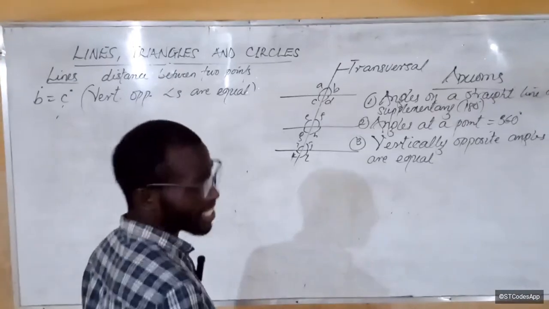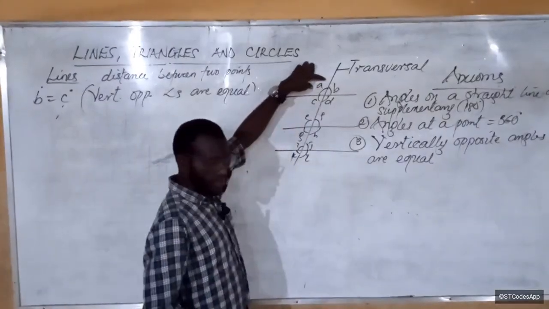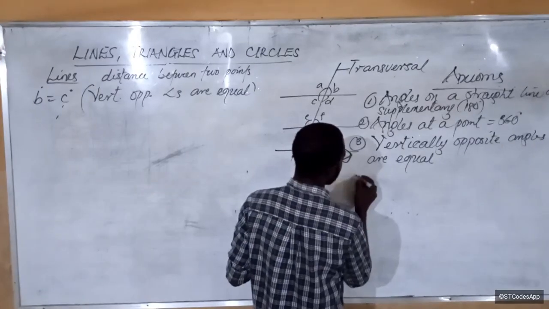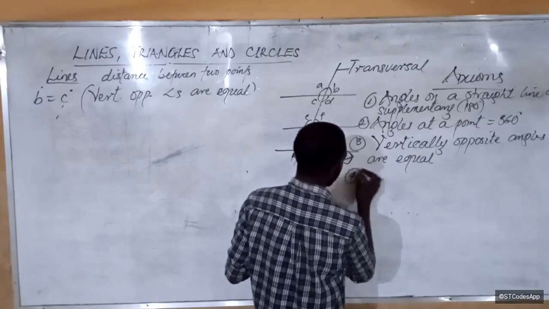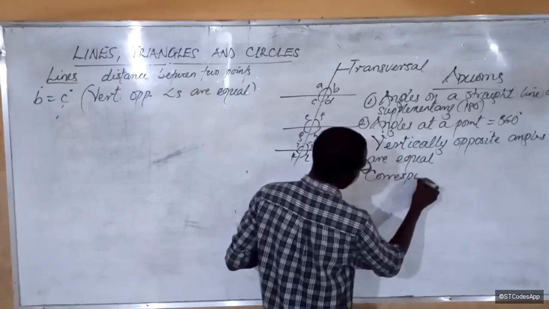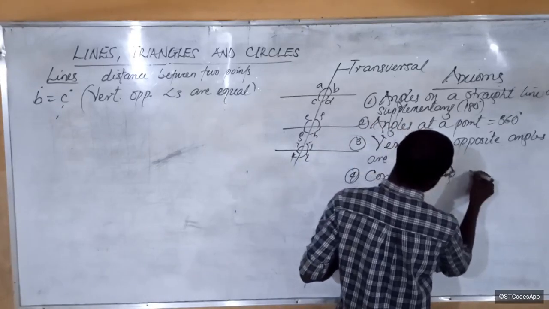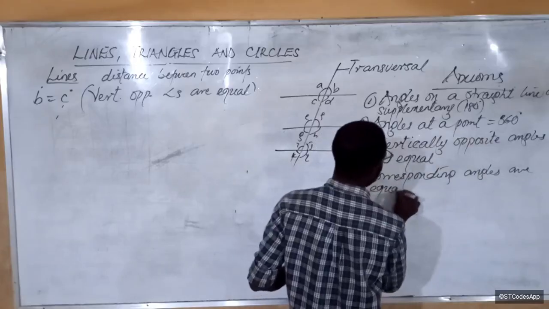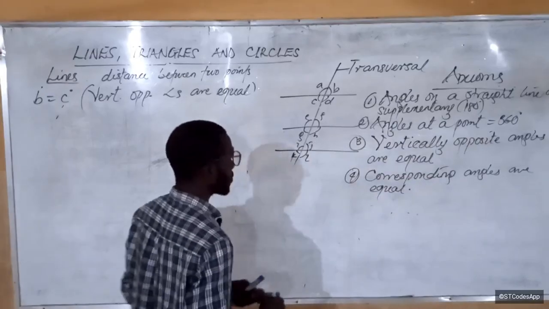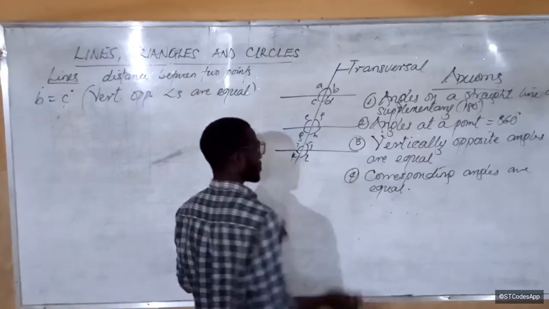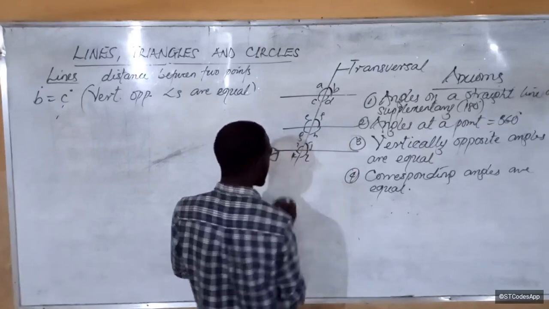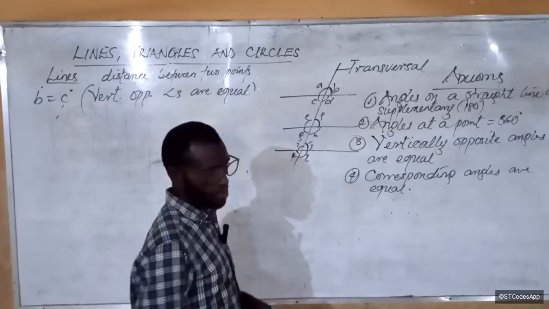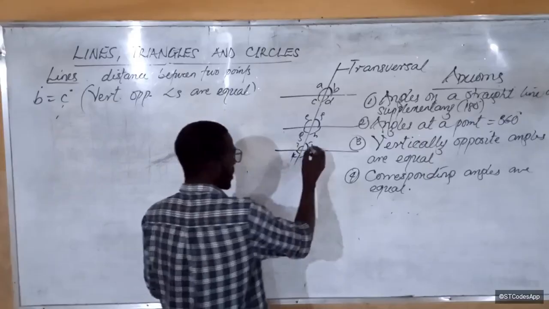All right, now number 3 is this. We have this side. Now, we have what we call corresponding angles. Corresponding angles are what? Equal. Now, what are corresponding angles? Why are they corresponding? Because they lie on the same side of the transversal, at the point of intersection between the transversal and the parallel lines. That means J is equal to B.